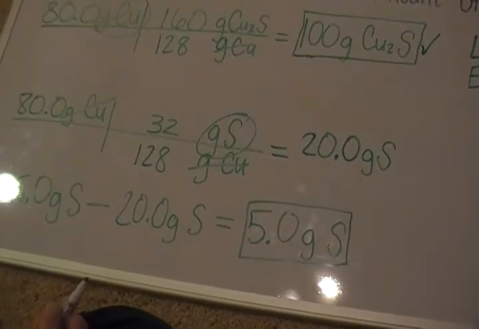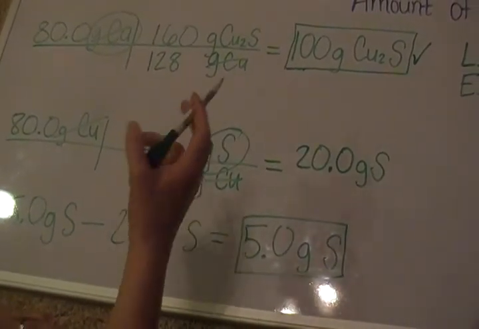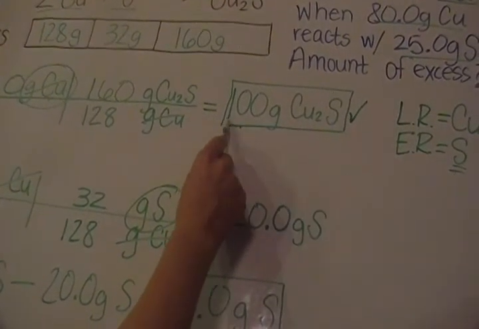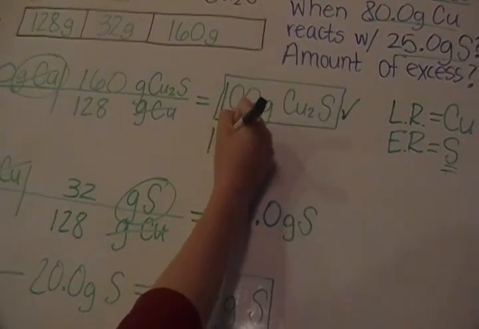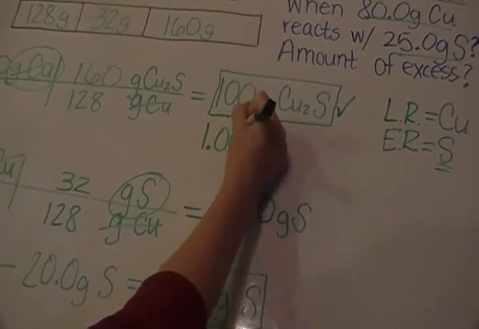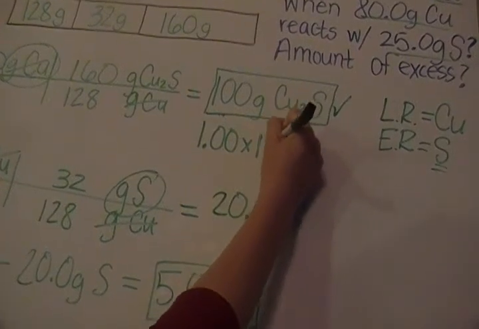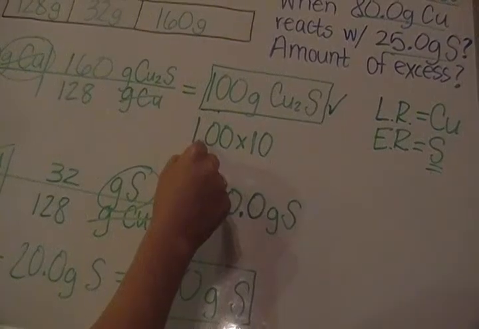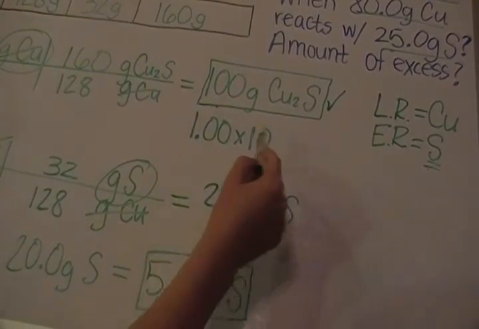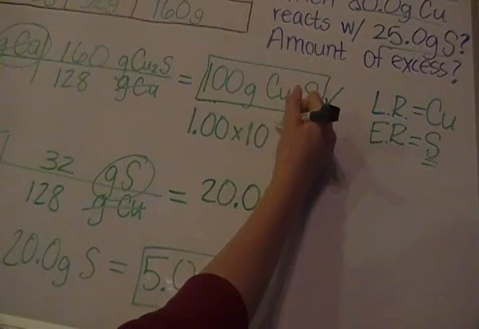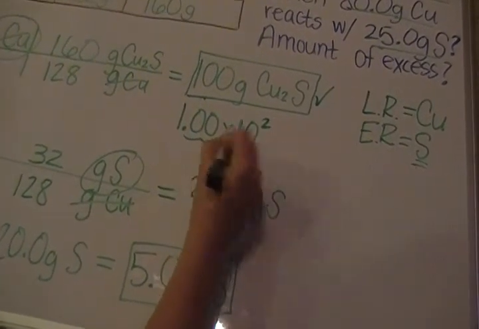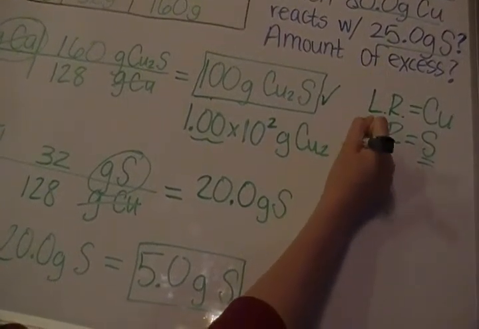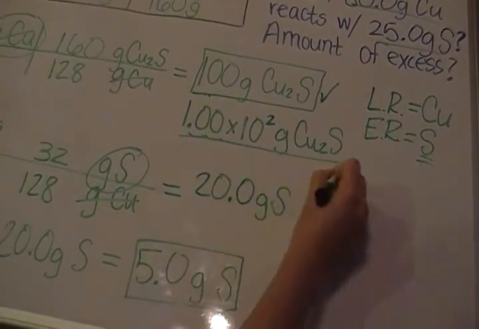So now I've identified everything the questions asked me for. My maximum mass, which again I should probably write with correct significant digits. 100 only has 1 sig fig, so if I'm going to write this correctly, I need to write it in scientific notation. And because if I'm writing in scientific notation, I have to put my decimal here. I just made this number smaller. I'm going to need to make my exponent larger. So it's going to be times 10 to the second, because that's how many places I'll have to move it to get it back to 100 grams Cu2S.